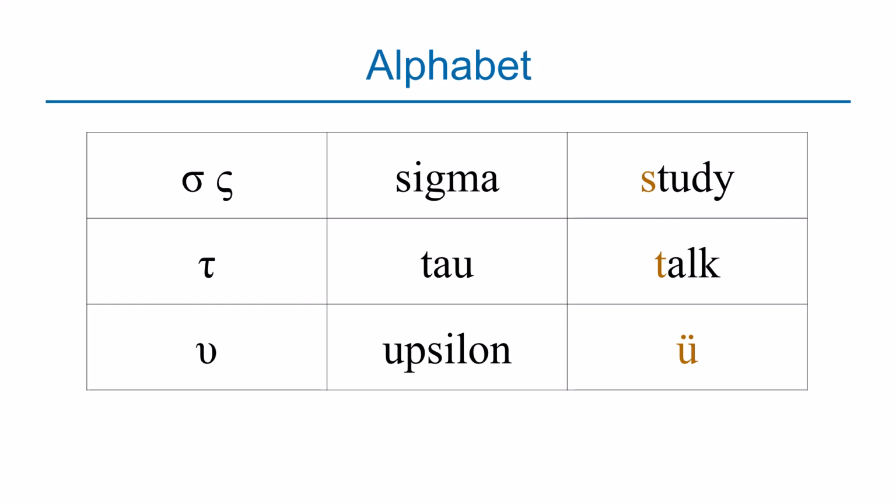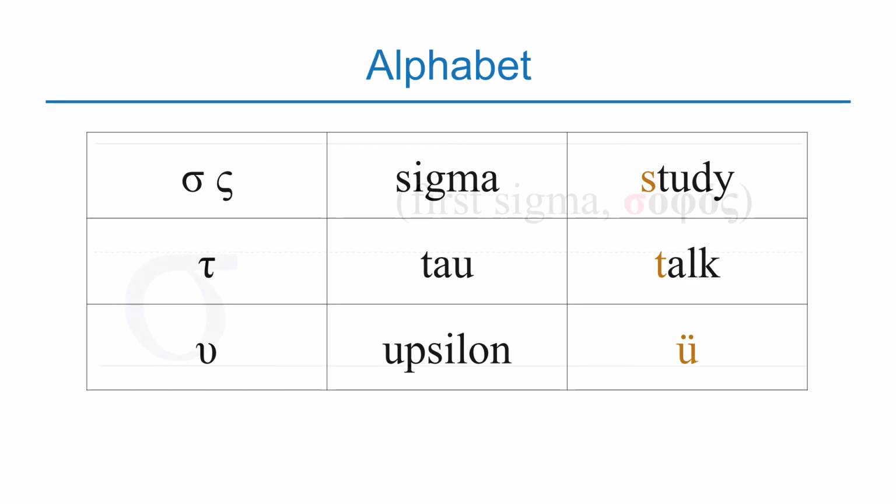The next one is tau, which is equivalent to the English T, and you pronounce it like the T sound as in the word talk. The next one is upsilon. This is pronounced like a U, equivalent to the English sound U.